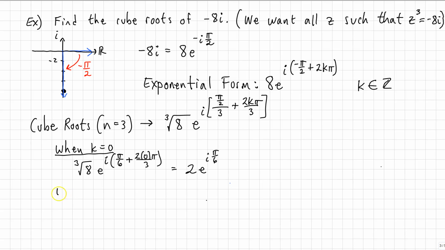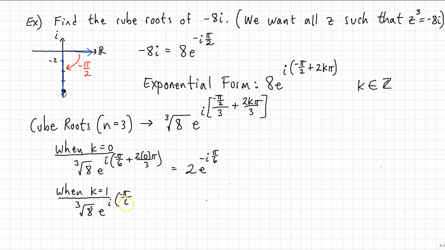Well, what if k was positive 1? Then you would get cube root of 8, e to the i, pi over, oh, it should be negative, I apologize. That was negative pi over 2 divided by 3. So this would be negative pi over 6. Almost lost my negative there.